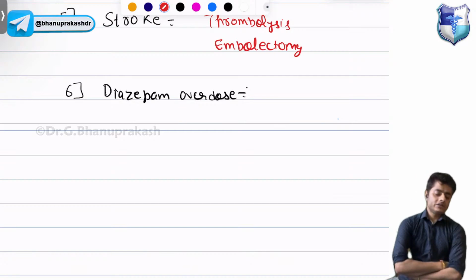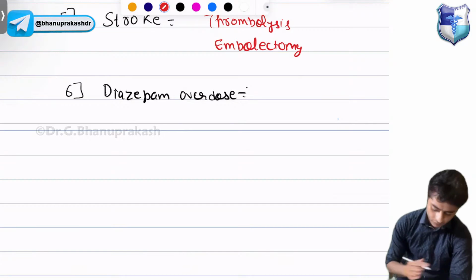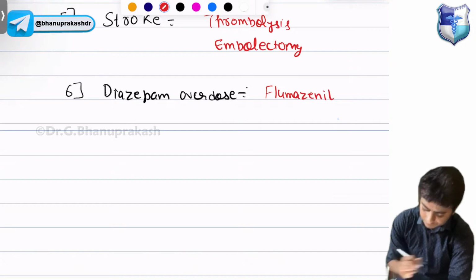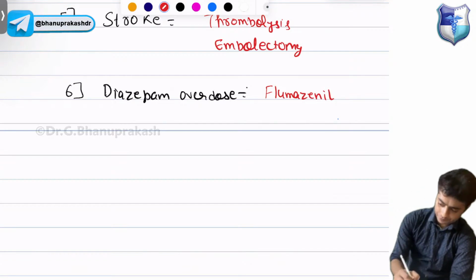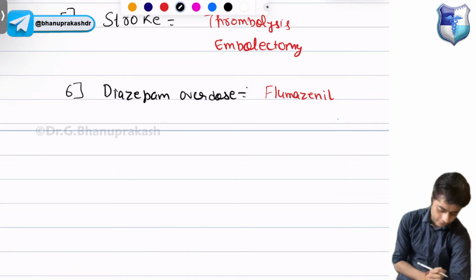What is the drug of choice in diazepam overdose? It is flumazenil.